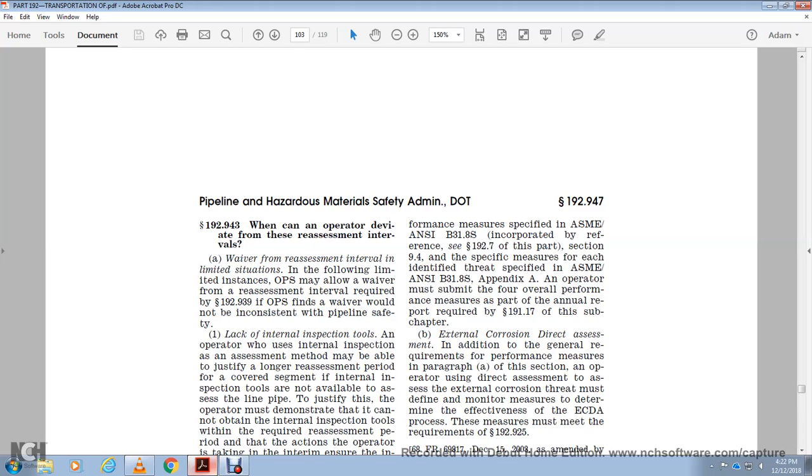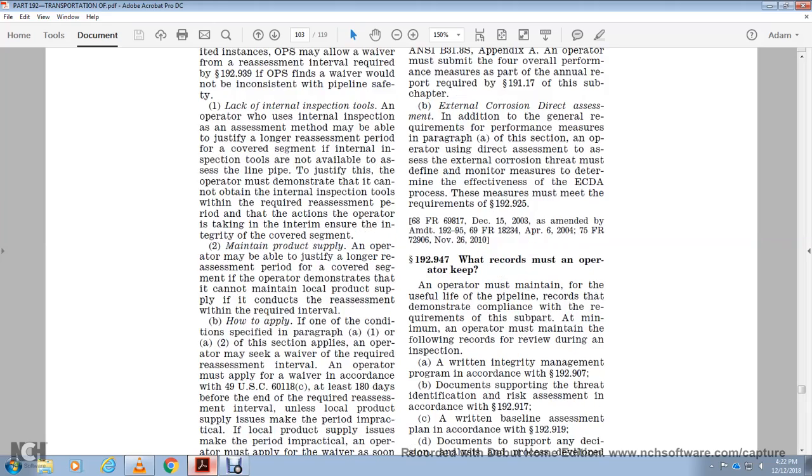External corrosion direct assessment. In addition to the general requirements of the performance measure for the paragraph A section, an operator using direct assessment to assess the external corrosion threat must define the monitoring measures to determine the effectiveness of the external corrosion direct assessment process. These measures must meet the requirements of 192.925.